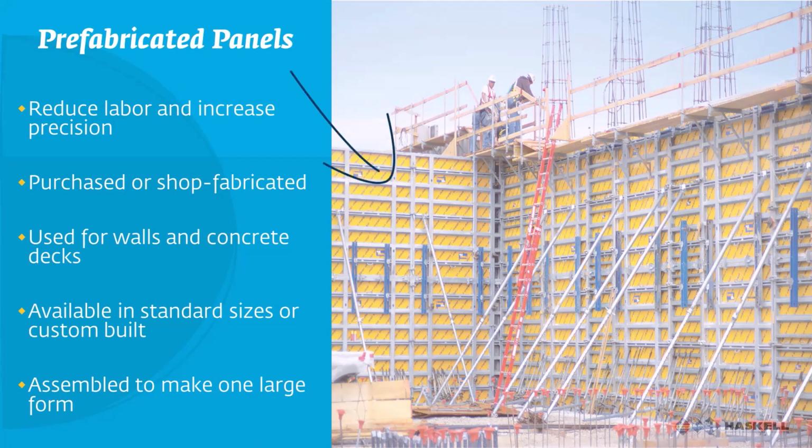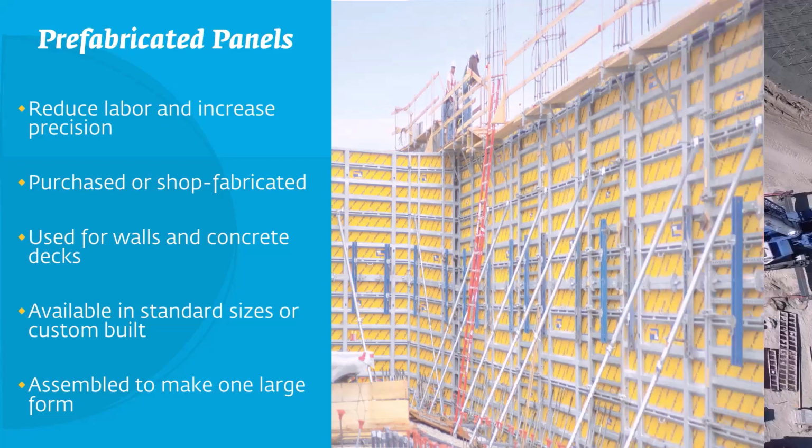One type of prefabricated form, also referred to as a gang form, is shown on this slide. Prefabricated panels are often used for walls and concrete decks. These forms are available in standard sizes, usually in 2-foot or 4-foot widths. Prefabricated panels can also be custom-made to fit a specified need. You can also assemble standard-size rectangular panels to make one large form.